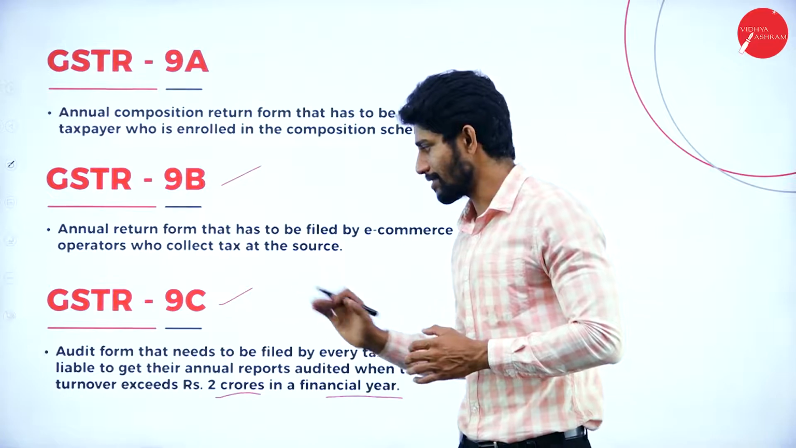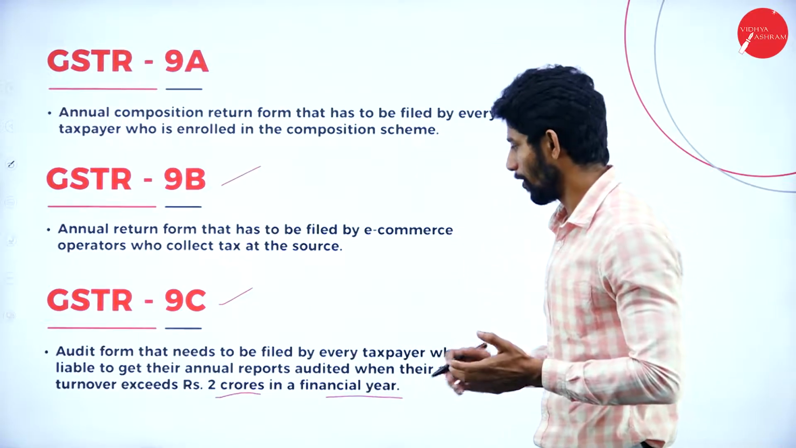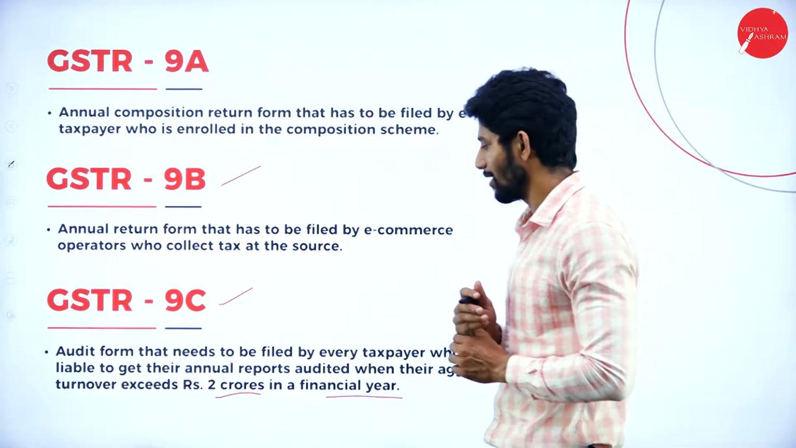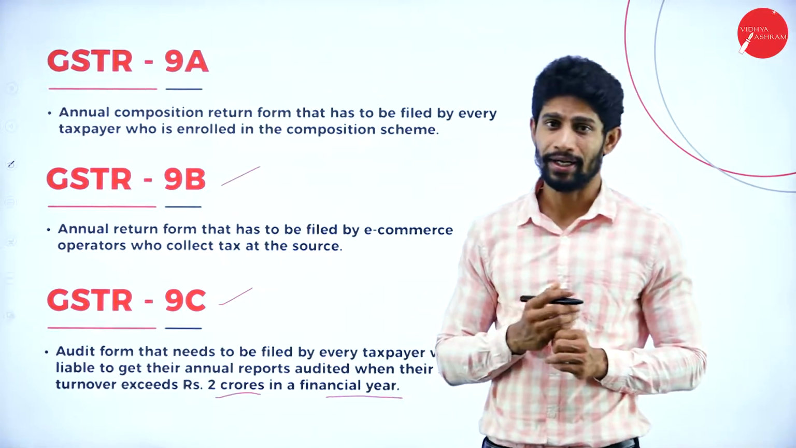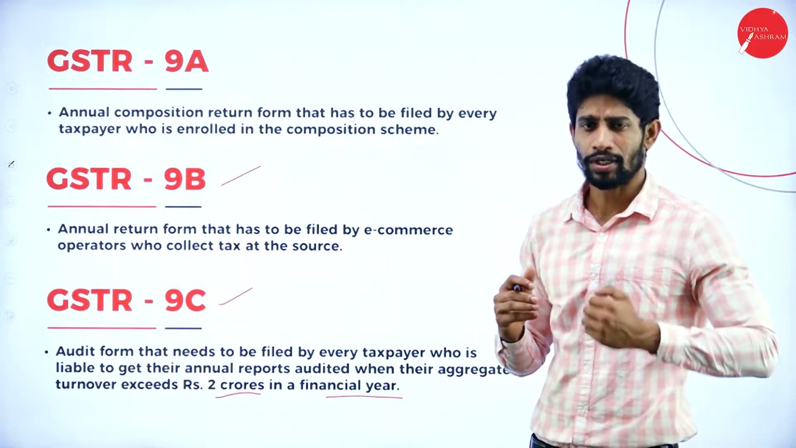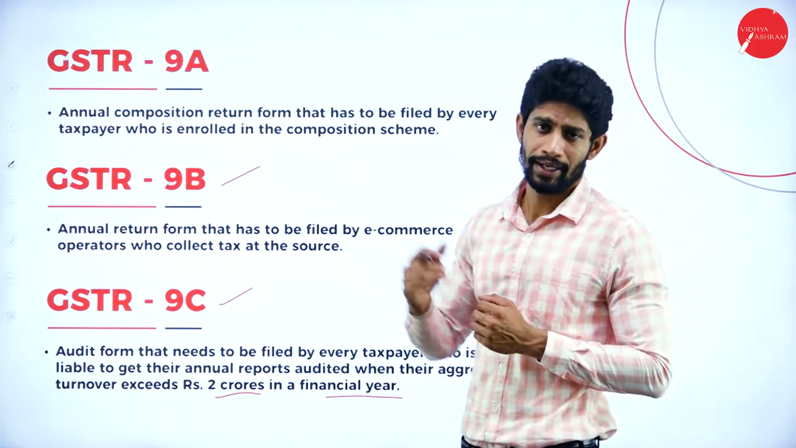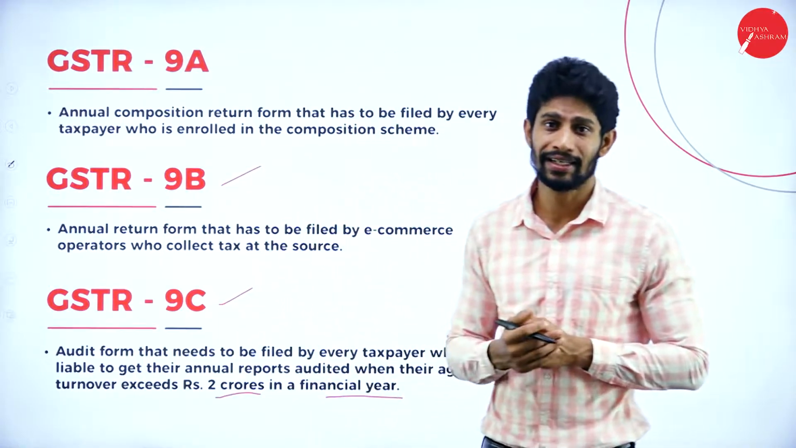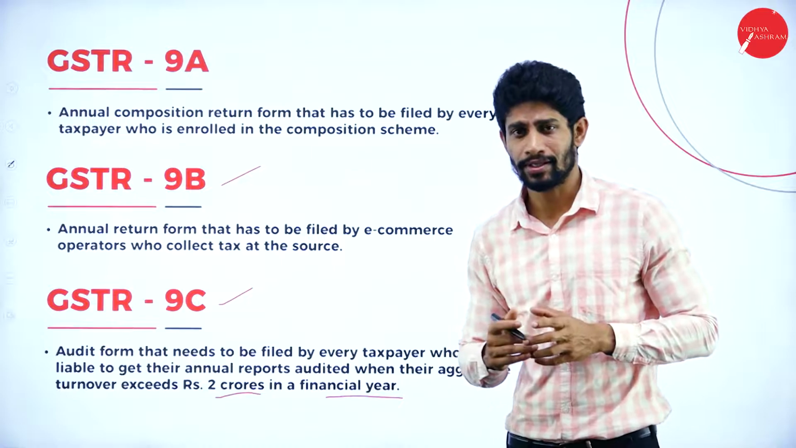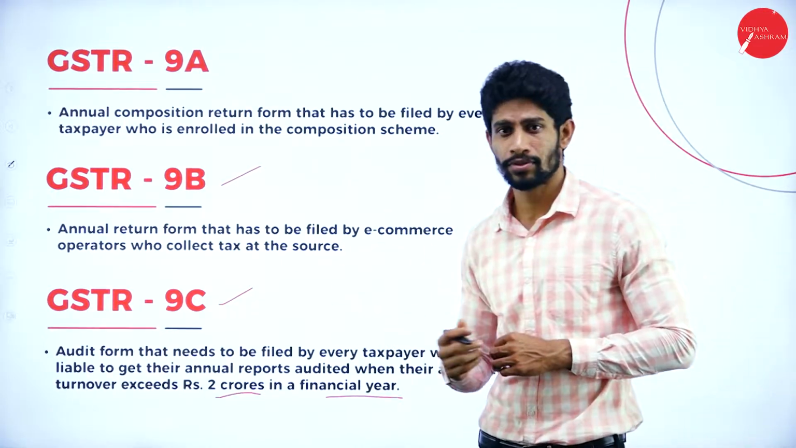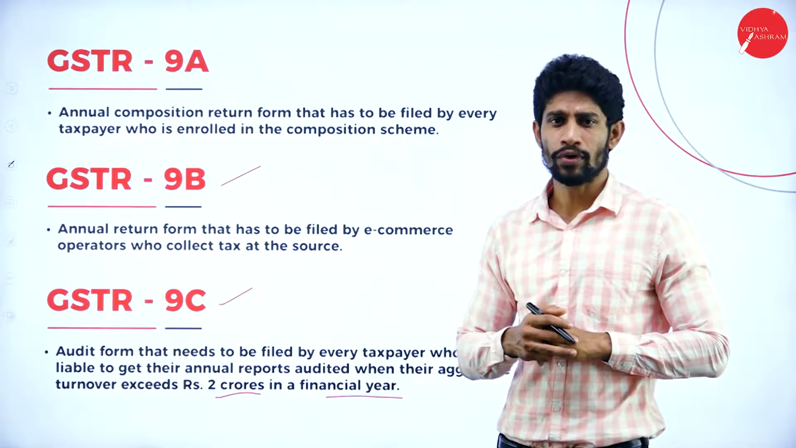And GSTR 9C is all about the audit form that needs to be filed by every taxpayer who is liable to get their annual reports audited. Yes, we will be having all the details with us. What is the total purchase we made? What is the total sales we made? What is the total purchase return? What is the total sales return? Every information will be with us. And what is the tax paid on inputs and what is the tax payable on outputs? Every information is going to be with us.